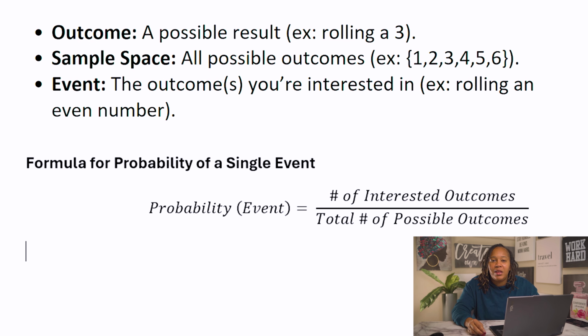Now, the formula for finding the probability of a single event is the number of interested outcomes, or the number of the event that we're interested in, divided by the total number of possible outcomes, or you would say the total number of the sample space, okay? So we're going to look at some examples to make this clear for you. And if at any point you have questions about anything I'm saying, you just go ahead and type those questions in the comments, okay? Let's look at some examples.